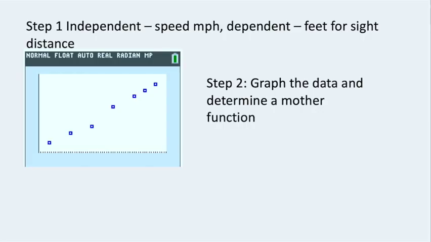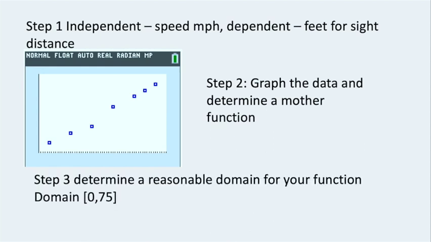So now we have our graph and we know that we're going to use a linear function to model this data. The next step is to determine a reasonable domain. Since most highways have a speed limit at most 75, I'm going to set my domain from 0 to 75. Now let's go ahead and do step 4, perform our regression and find our equation.